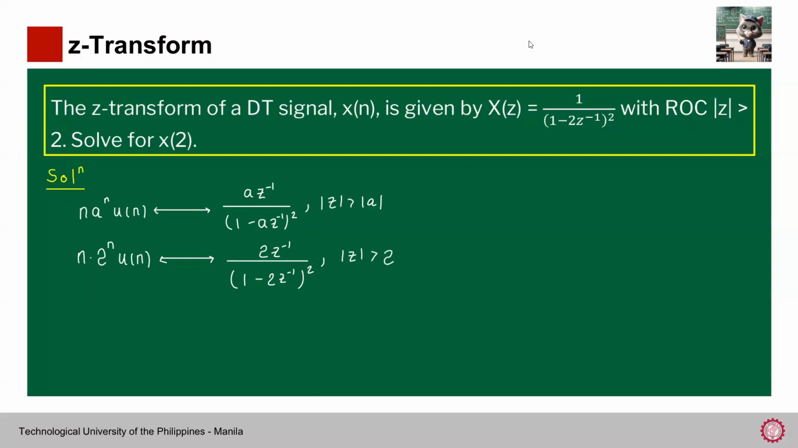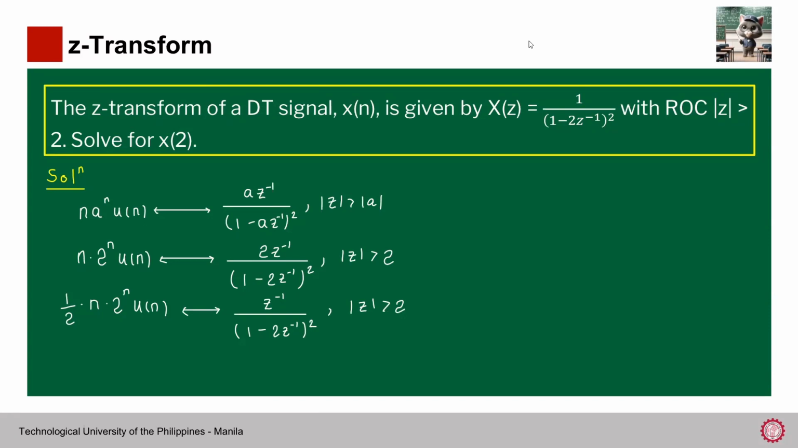Now guys, hindi yan yung hinahanap. Ang hinahanap sa atin is 1 lang, yung nasa numerator. Dahil 1 lang siya, what we can do is first divide both sides by 2. You'll see that 1/2 is coming up sa kabilang side, and ito ay magiging n times 2 raised to n u of n na lang. Sa kabilang side ng Z transform pair, we'll be having the same pero wala na yung 2, kasi dinivide na natin both sides by 2. By the way, in this particular case, the ROC will be the same.